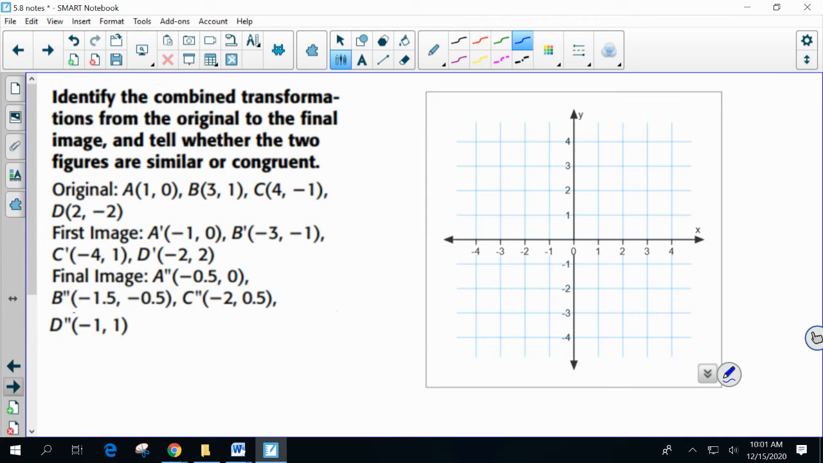Okay, so next thing we're gonna do is the same. We have 3 different images to graph, so we're gonna graph the original and the prime and figure that out first, and then we'll graph the final one. So go from original to prime.